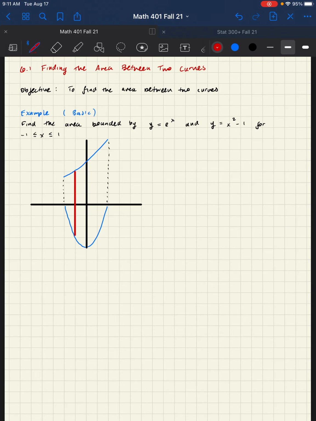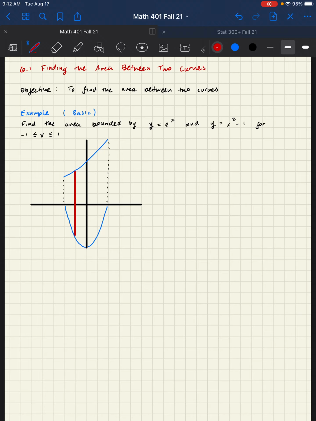Okay, we're going to continue working on 6.1. This video is finding the area between two curves. So we're going to actually put into practice what we discussed, where we formulated the area between two curves, f of x and g of x, as an integral. So let's start with an example.